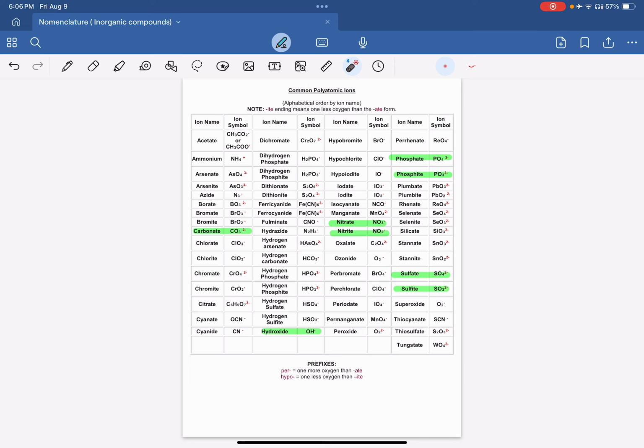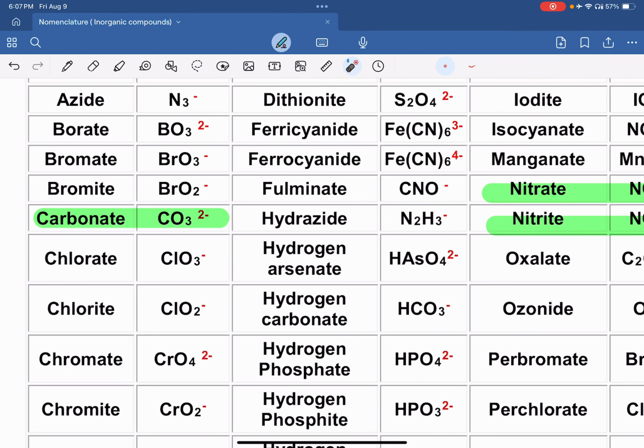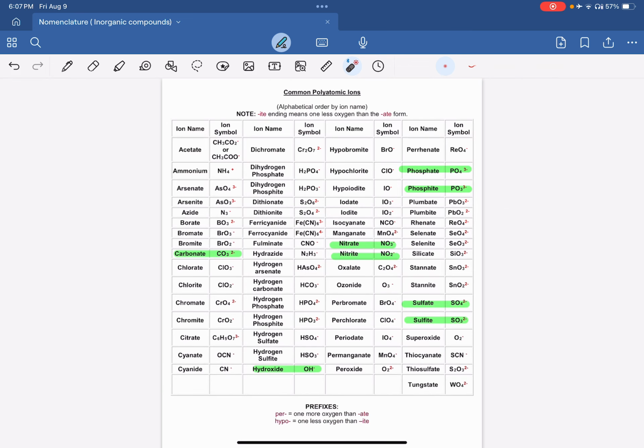Polyatomic ions, also known as polyions, consist of two or more covalently bonded atoms that together carry a net charge. For example, carbonate. It is composed of nonmetal carbon and nonmetal oxygen. Together, they have a charge of 2 minus. They function as a single unit in a chemical reaction and compounds. These ions are crucial in various chemical processes.